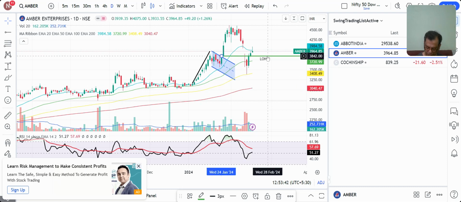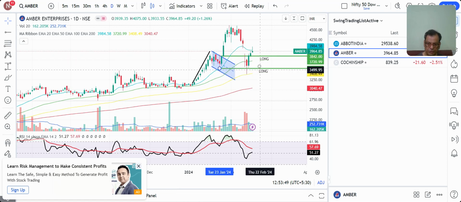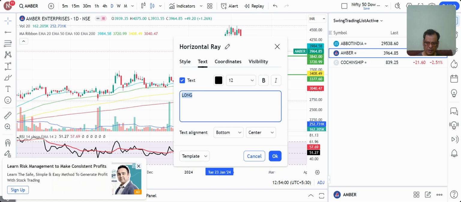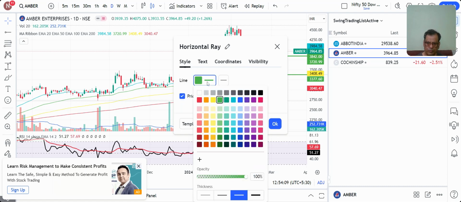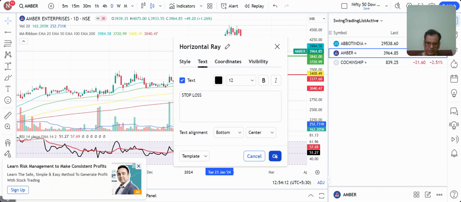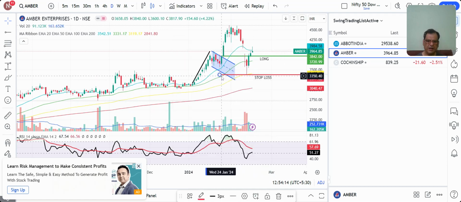And your stop loss will be below the flag pattern. So although the lows are contained in the flag, in the center of the flag, you basically keep it somewhere here. You can decide the price, give or take a few rupees here and there. Make it red, SL. This is your stop loss. Or like I already explained earlier, you could have kept it in the center here.